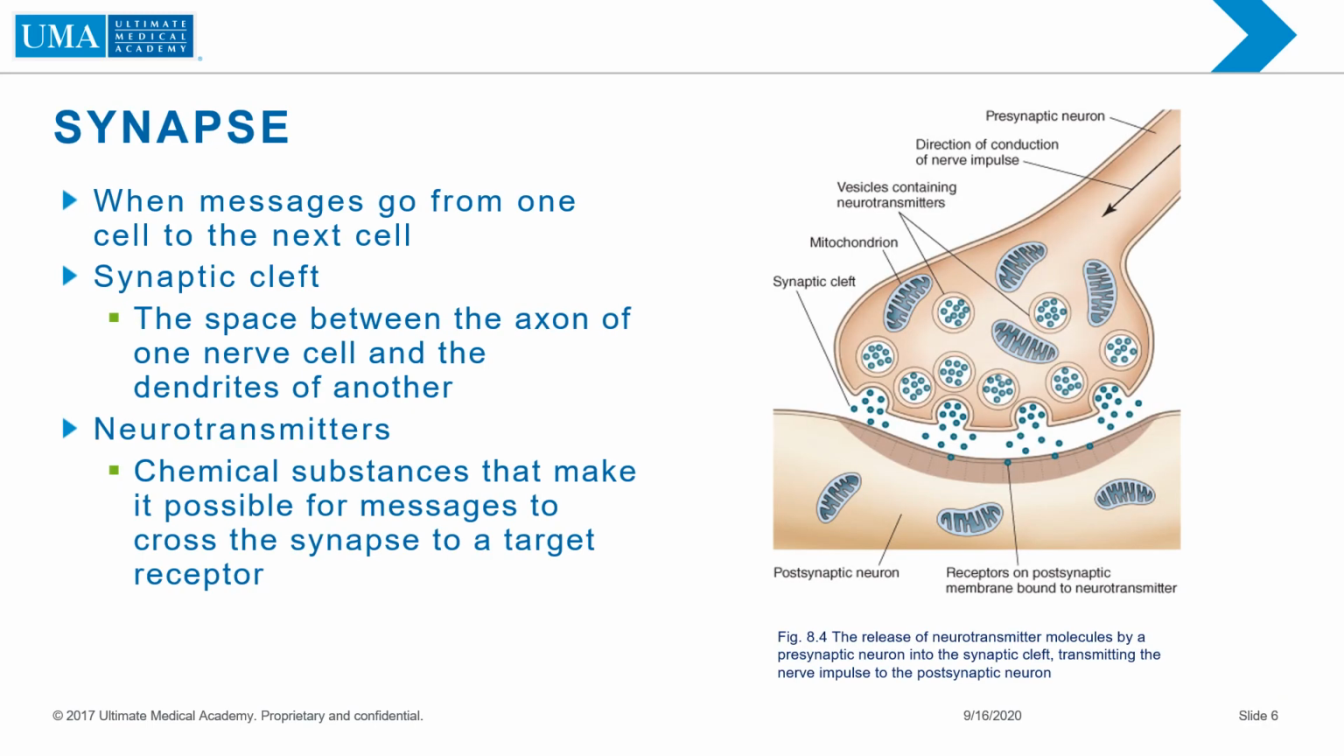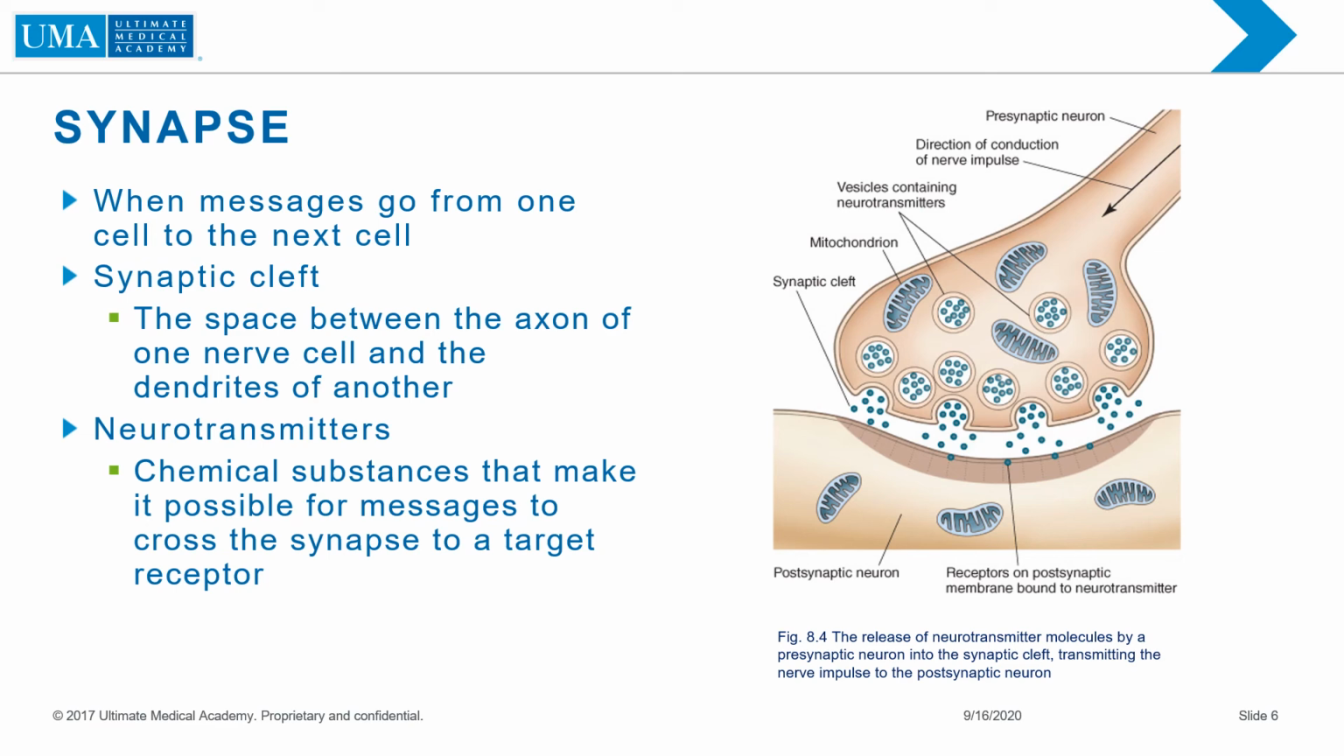When speaking about neurons, we cannot exclude the synapse. The synapse is the area where the messages will go from one cell to the next. These messages will travel from the axon of one cell to the dendrite of another. However, they never actually touch. The space between the axon and dendrite is called the synaptic cleft, and the neurotransmitters are the chemical substances that make this all possible.